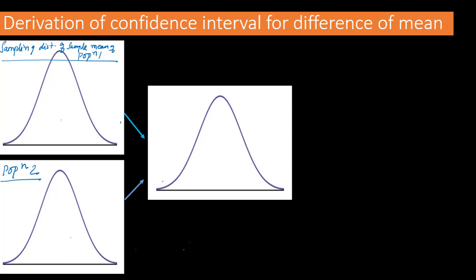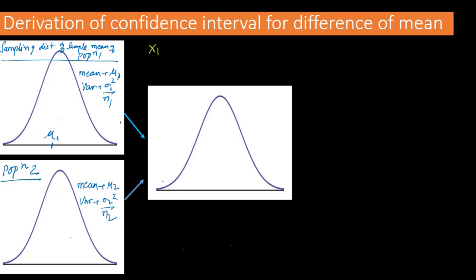Okay, so we know that the mean of the sampling distribution curve is mu, and the variance of the sampling distribution curve is sigma square divided by n. So the mean, let us denote by mu1, and the variance is sigma 1 square divided by n1. Similarly, the mean of the second sampling distribution is mu2 and the variance is sigma 2 square over n2.